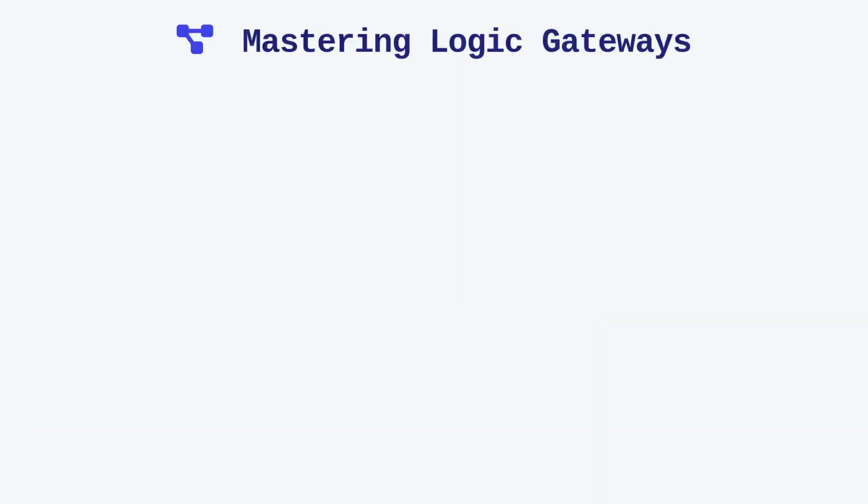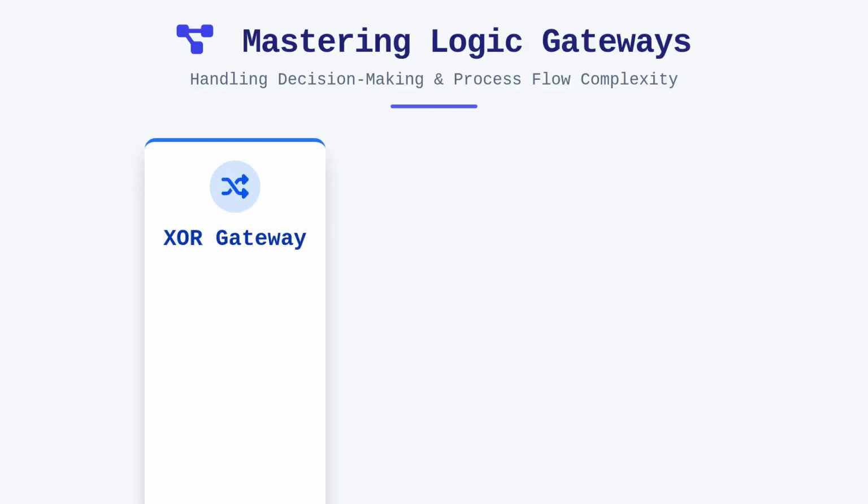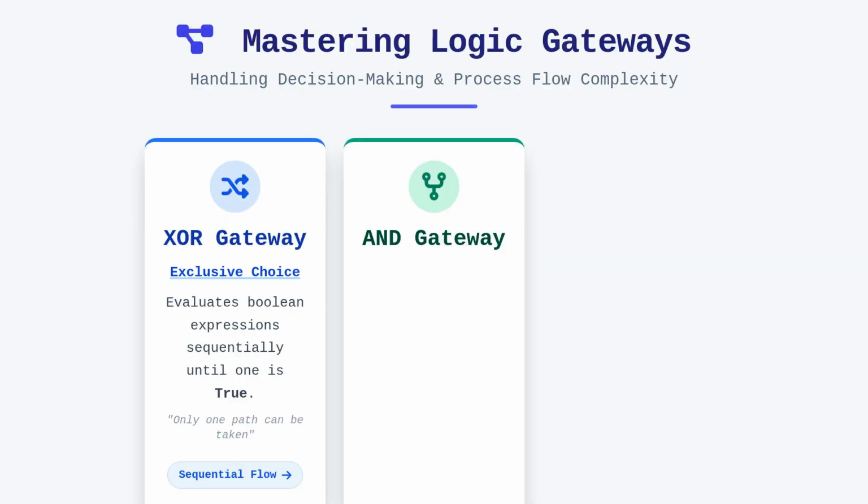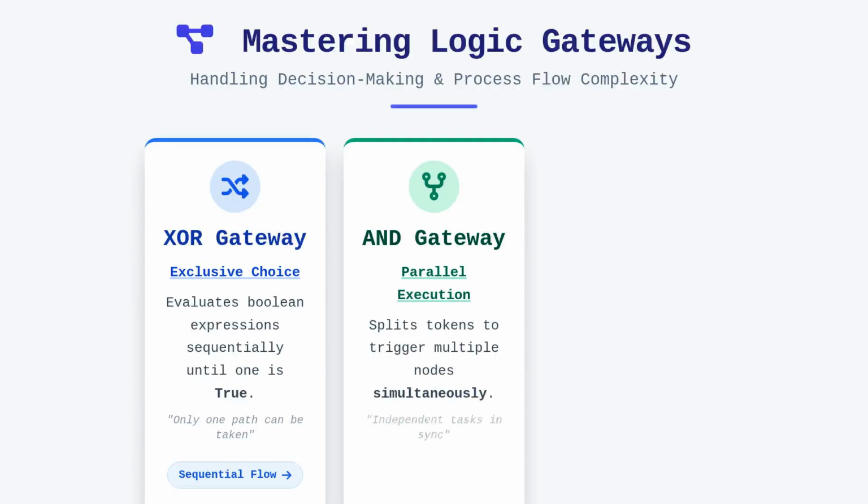Once you have your basic nodes in place, the true complexity of your business requirement usually necessitates the use of logic gateways to handle decision-making. The XOR gateway is perhaps the most common, acting as an exclusive choice where the process engine evaluates outgoing paths as a series of Boolean expressions until one evaluates to true. Unlike the XOR gateway, the AND gateway allows for parallel execution, where the token splits to trigger multiple nodes simultaneously, which is ideal for independent tasks that do not rely on each other's output.